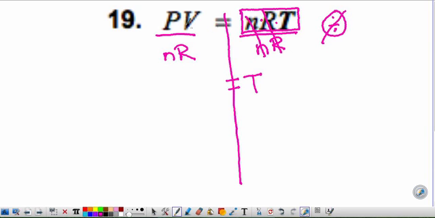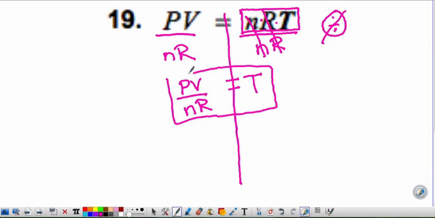We can't do anything with this hot mess over here, so we're going to leave it P times V divided by N times R. This is a fraction. It's also a division problem. All this stuff is the same thing. They just don't tell you that when you're younger because they don't want to confuse you.